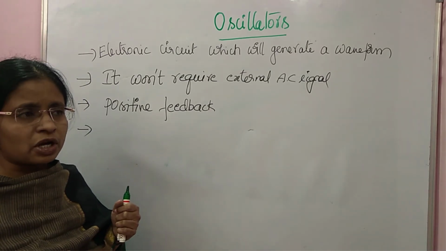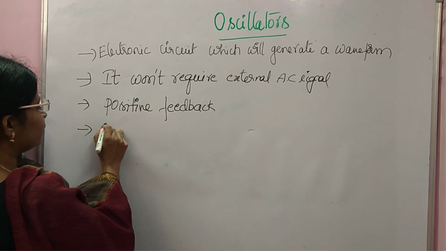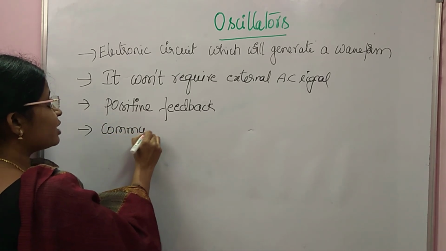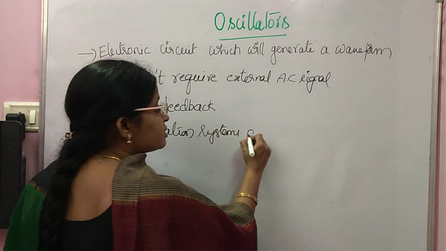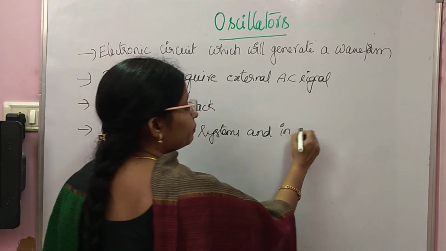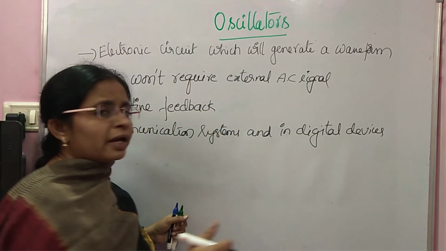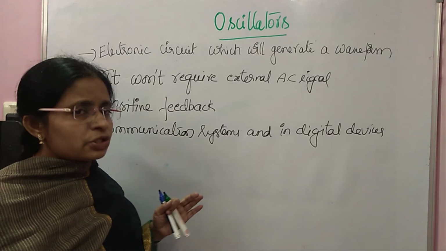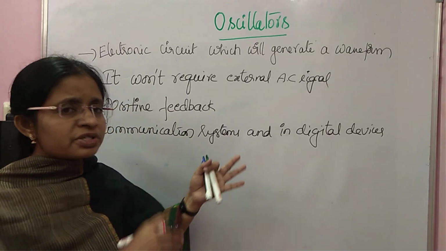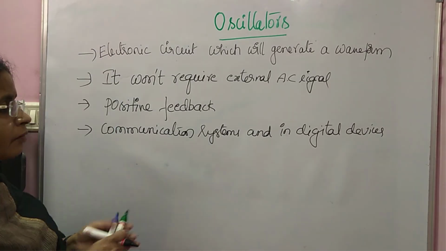Now, the applications of these oscillators. Oscillators are used in communication systems and in digital devices. I can say these two are the main applications. Along with these two, oscillators are also used in our watches and clocks.